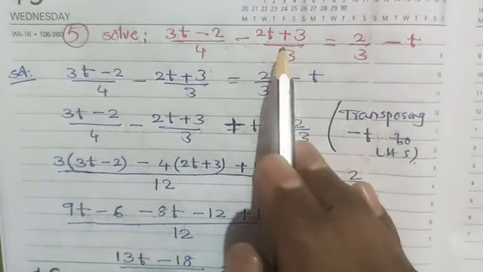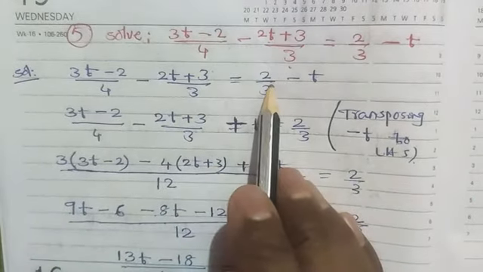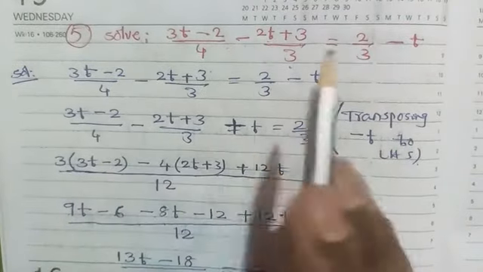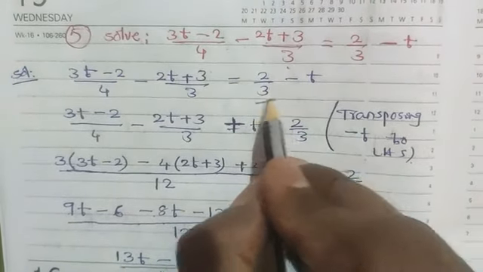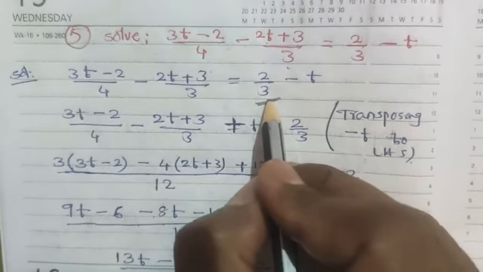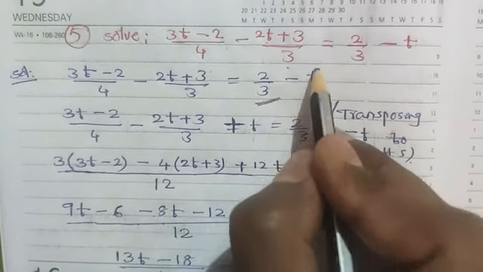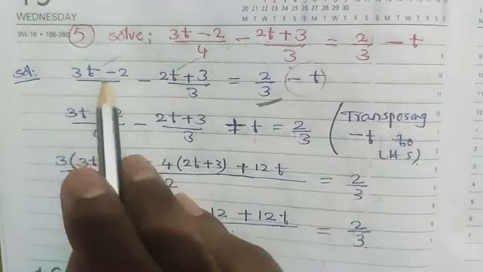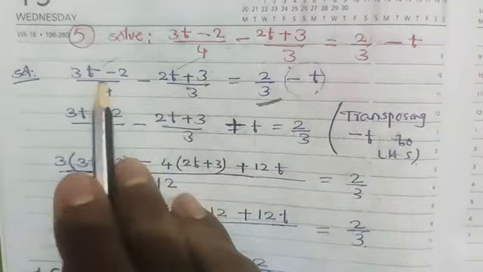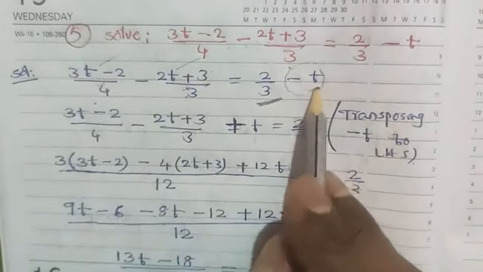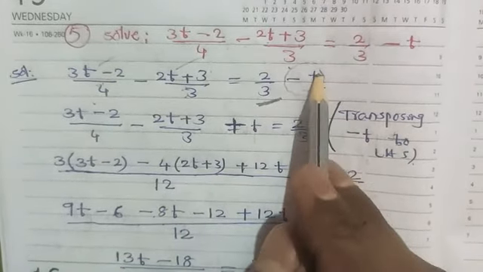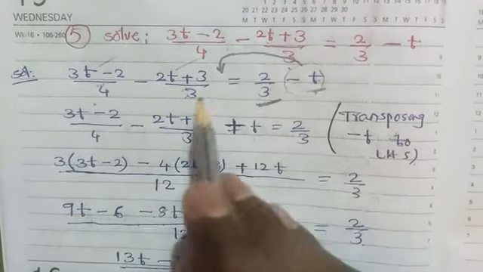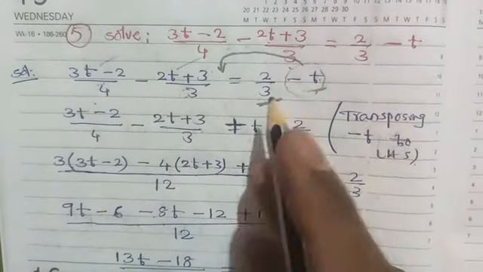To find that, in the solution, take the question once again in the first step. After that, put all t terms on one side and constants on the other side. Here 2/3 is the only constant present in the RHS, so don't disturb it. There are three t terms: two on the LHS, and only one on the RHS. So transpose this minus t to the LHS, so that all the t terms are together and the constant is on one side.